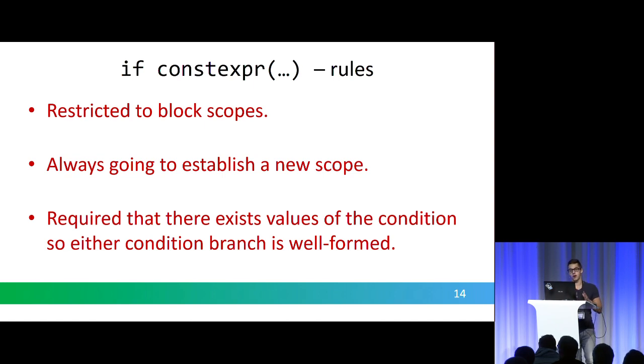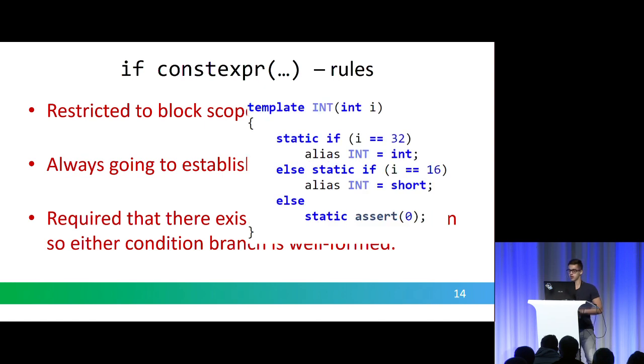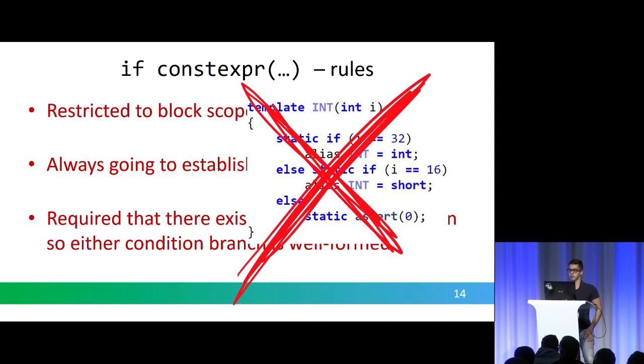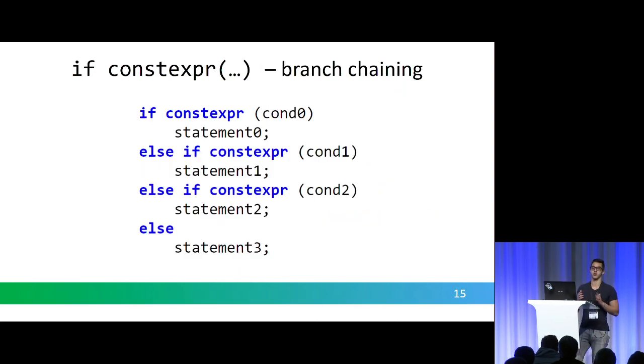The rules to follow are that if_constexpr is restricted to block scopes. It's always going to establish a new scope, and it requires that there exist values of the condition so that either condition branch is well formed. So what does it mean? It basically means that only the matched branch will be instantiated, and as long as all the other branches are parsable, it doesn't matter whether or not they are valid in the current context.